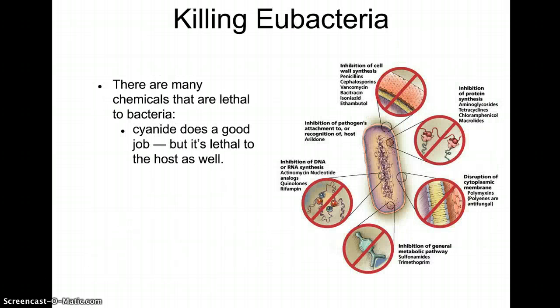We can also kill eubacteria in several different ways. There are many chemicals that are lethal to them, but unfortunately, for example, cyanide is also lethal to the host as well, as you probably already know. This diagram just highlights some of the ways that we can attack bacteria. So we'll look specifically at cell wall synthesis, attacking it with penicillins, and then inhibiting protein synthesis with, for example, tetracyclines.